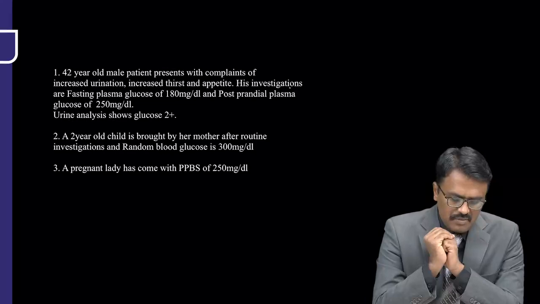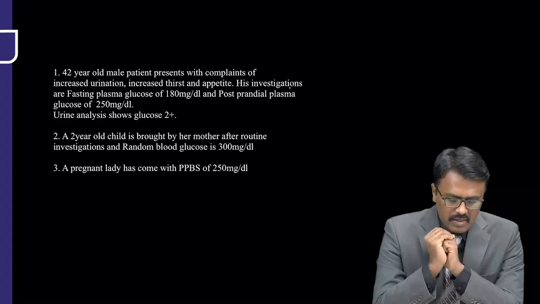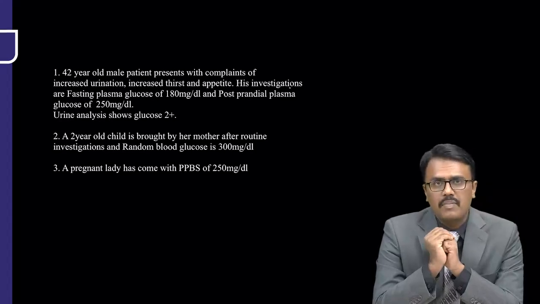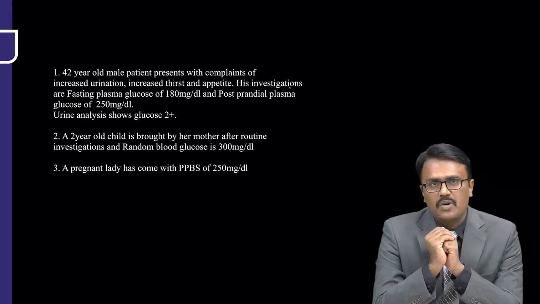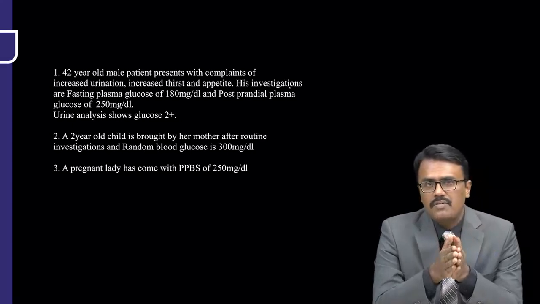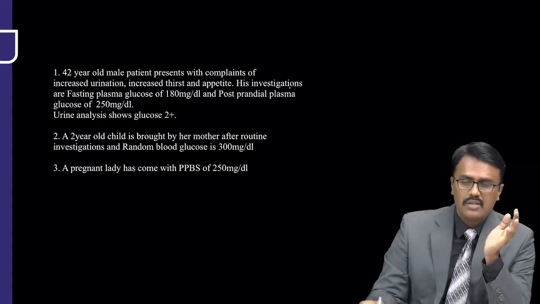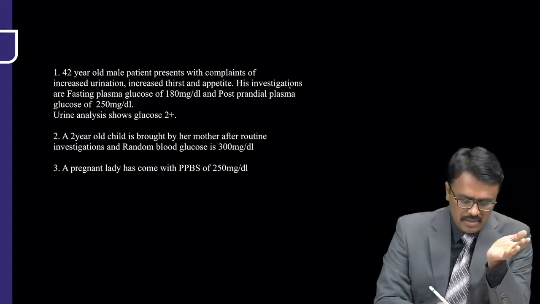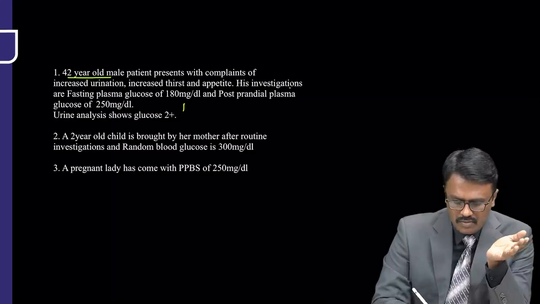So he will eat more, polyphagia. His investigations are fasting plasma glucose of 180 mg per deciliter and postprandial plasma glucose of 250 mg per deciliter, and urine analysis shows glucose 2+. So the classical symptoms of polyuria, polydipsia, and polyphagia, along with high glucose in the circulation, point towards diabetes. Now, since the patient is 42 years old, we have to think of the second type of diabetes, that is diabetes type 2.